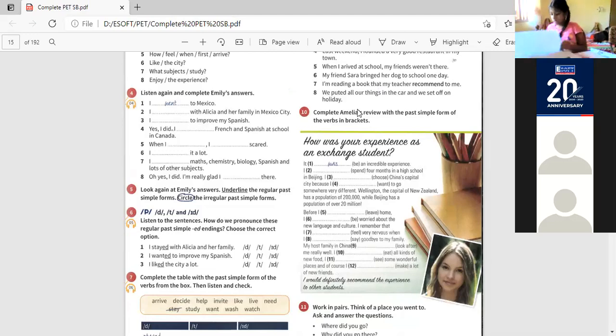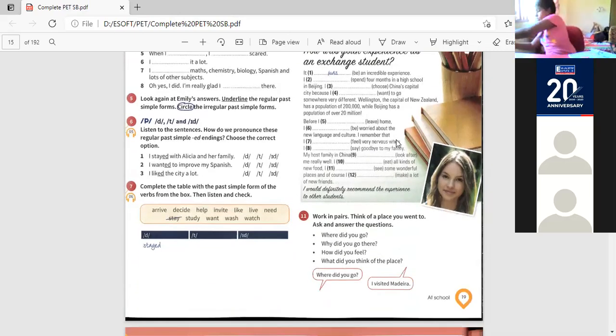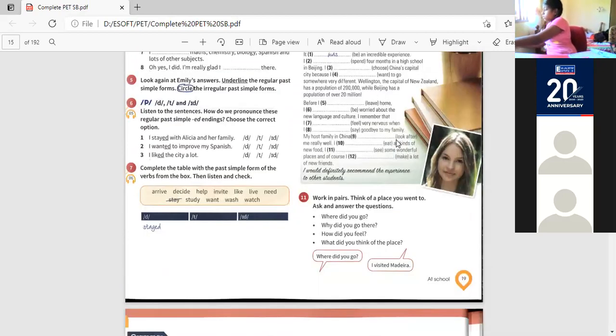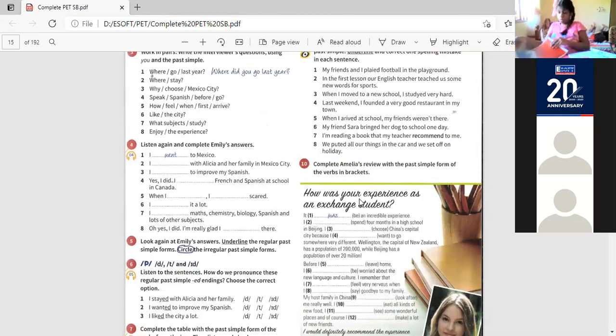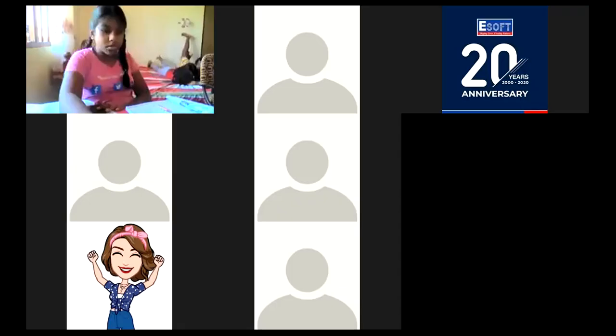That is one. And the 10th one, complete Amelia's review with the past simple form of the verbs in brackets. Those two. Okay, 9th and 10th, these two. Yes, teacher. Good. Okay. Then shall we wind up the lesson for today, children? Okay.